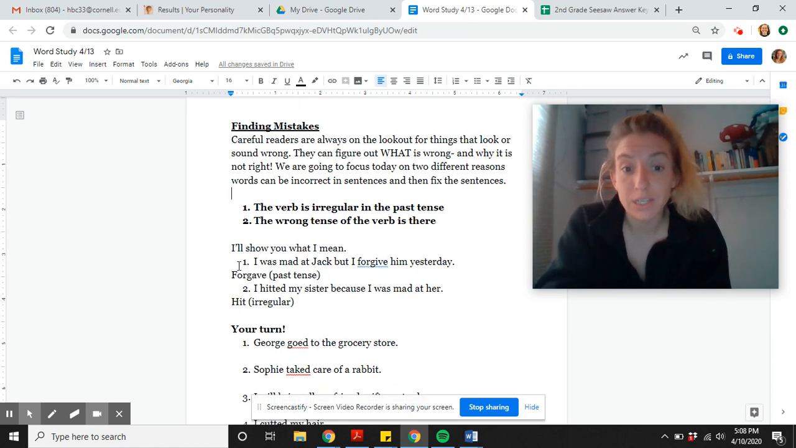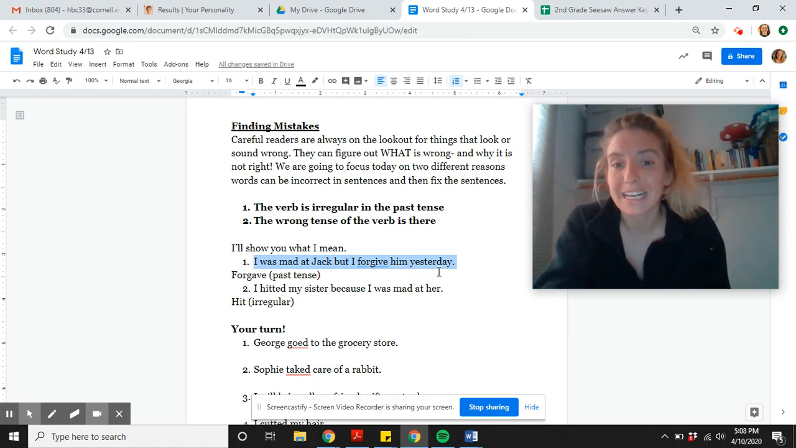I was mad at Jack, but I forgive him yesterday. The verb here is forgive, but I see in my sentence that there's the word yesterday. That means it already happened. So that word should not be forgive. That word should be forgave. And it should be in the past tense. The problem is that it was in the wrong tense.